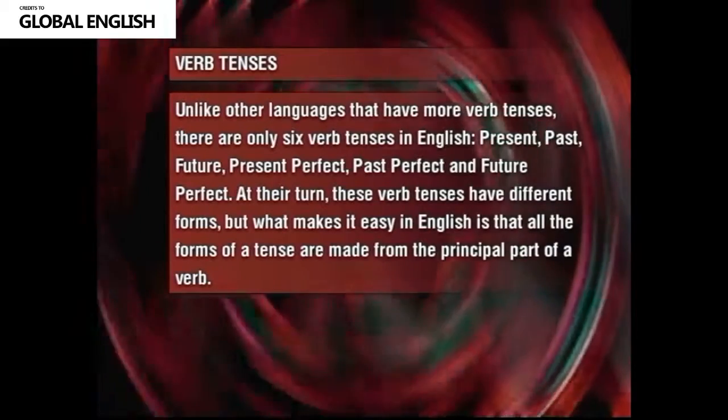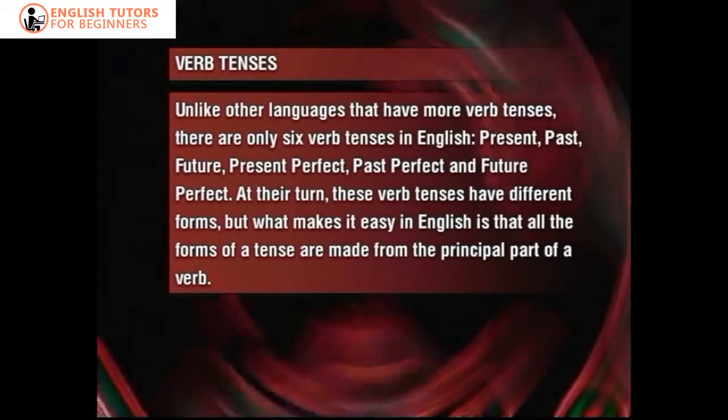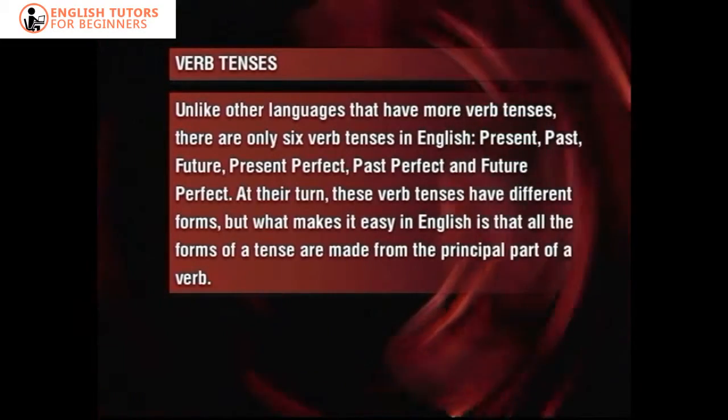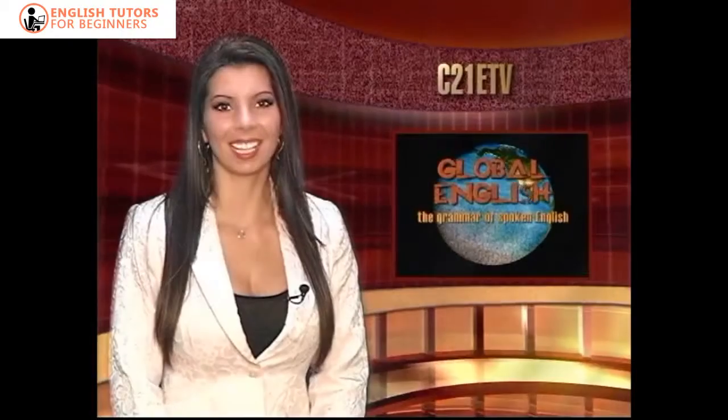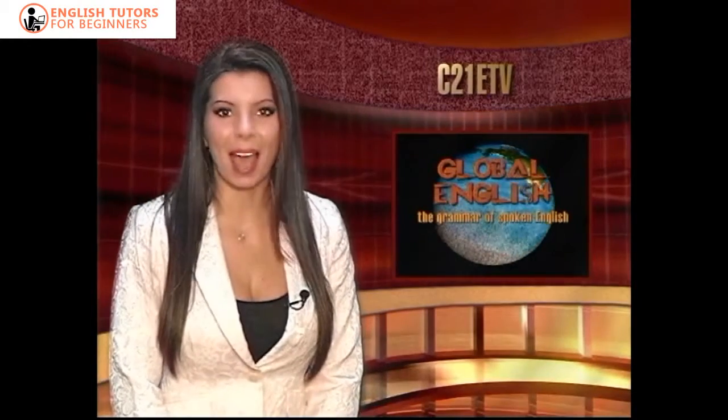At their turn, these verb tenses have different forms. But what makes it easy in English is that all the forms of a tense are made from the principal part of a verb. You know that regular verbs form the simple past and the past participle by adding the particle ed to their bare form. But there are many irregular verbs that do not follow the ed pattern. There are some patterns among them, but we cannot use them as rules. The irregular verbs are mostly unpredictable. The only way to know them is to memorize them.